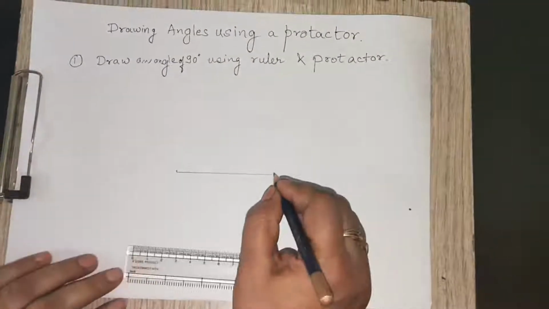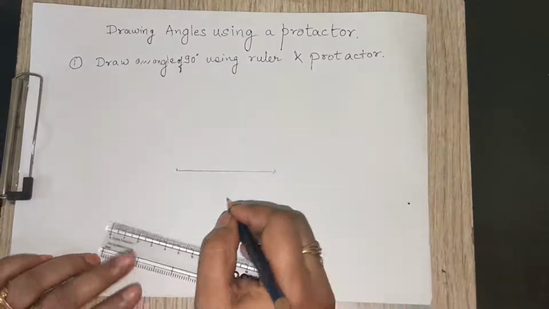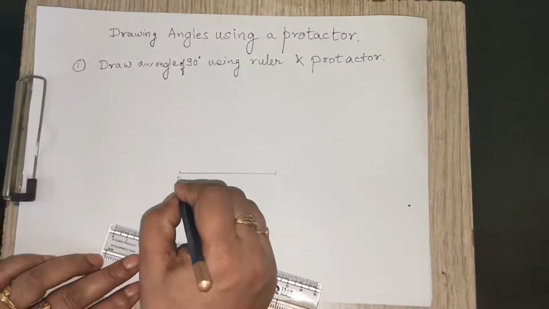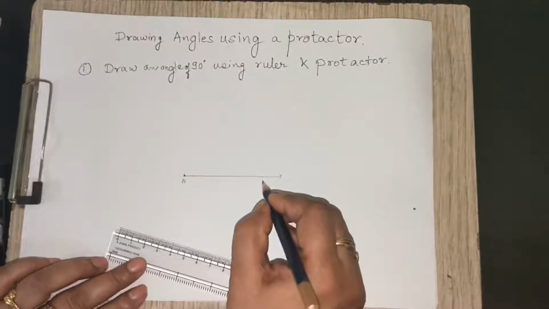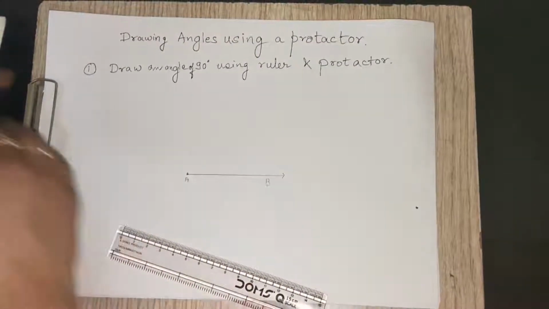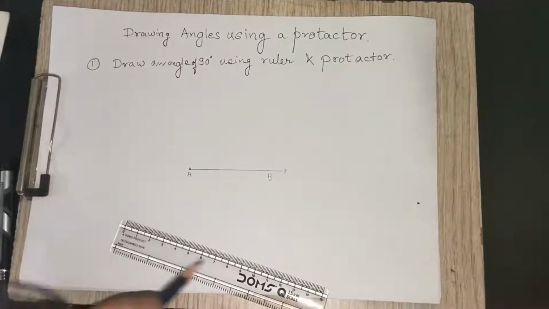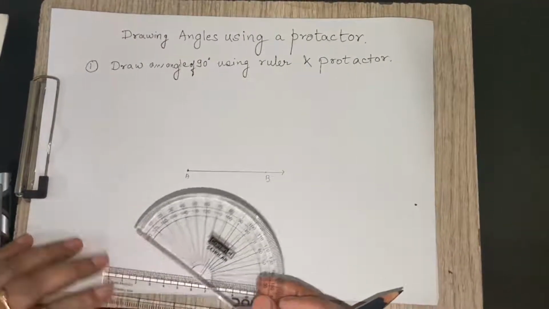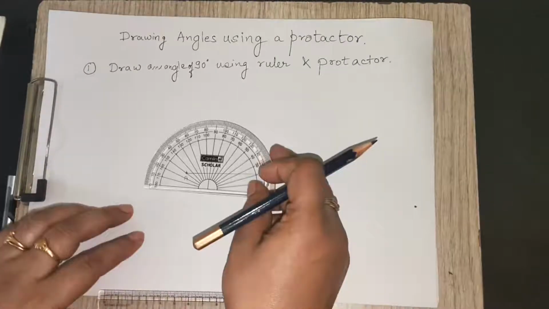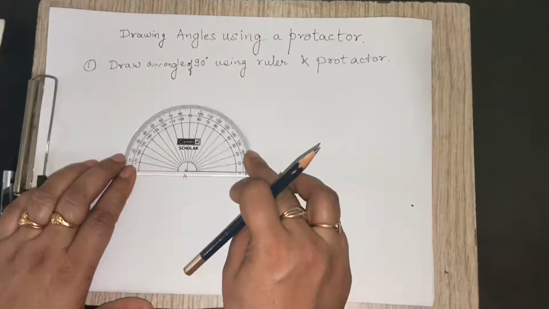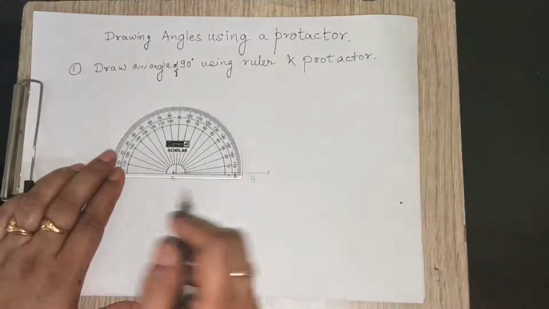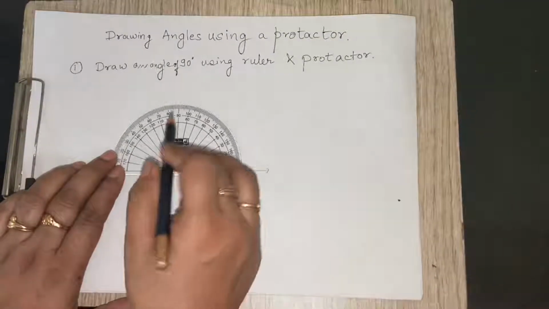So you can see here I have drawn a ray AB. This is the initial point, and here I have written B. Now what you have to do, children, is place the protractor in such a way that its center point lies on A and its horizontal edge lies along AB. You all know this is the base of the protractor.